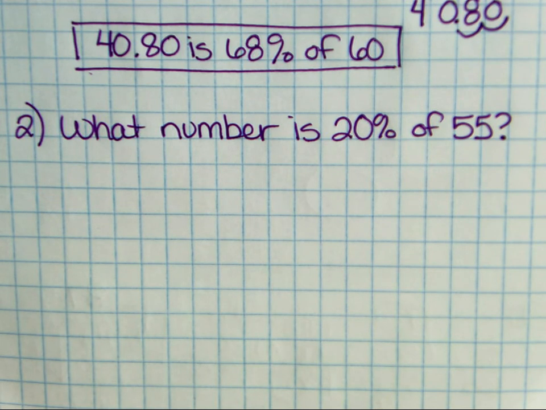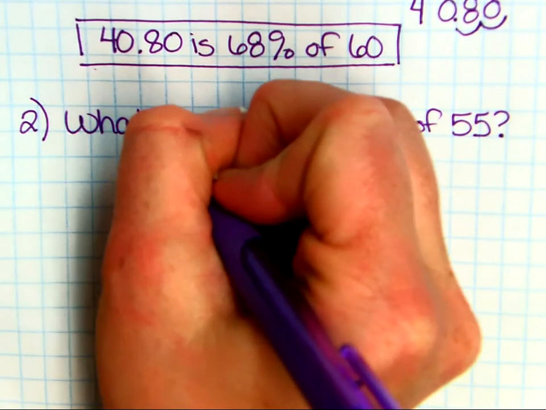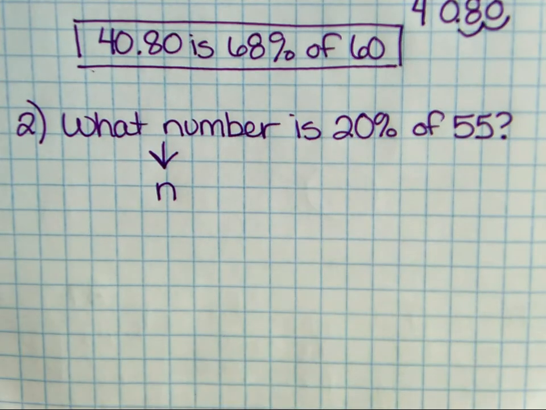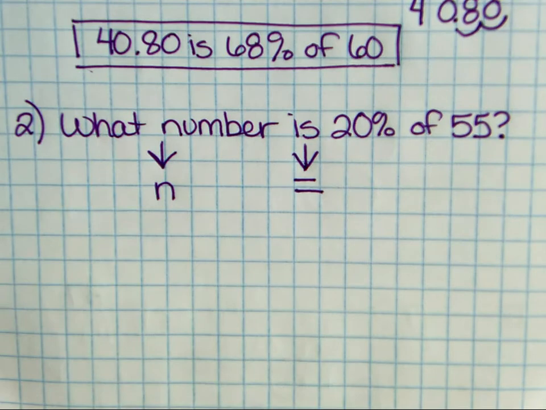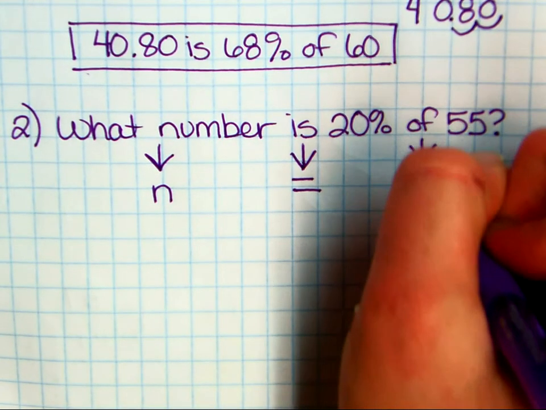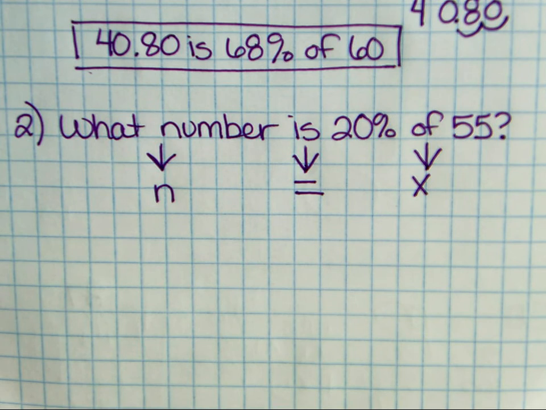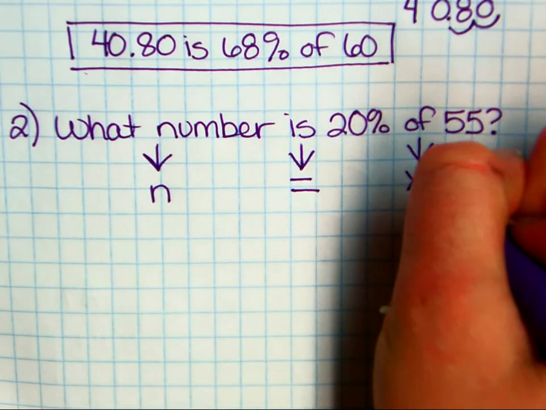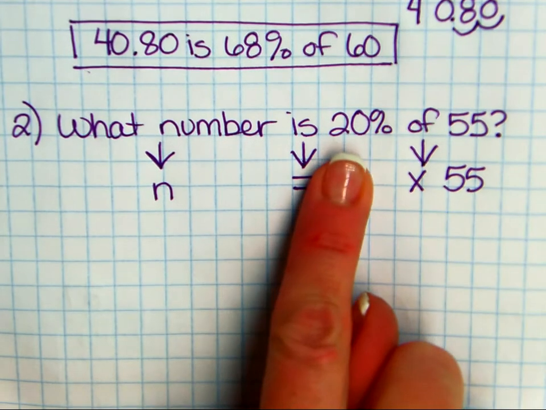First thing we have to do, no matter what though, is translate the words we know. We have a "what number," that is going to be our variable. I'm going to call it n this time. "Is," I bet you know what that means, equals. "Of" is our multiplication sign. So now we're going to put in our numbers, making sure to convert the percentage. I'm going to just drop this 55 down because it is staying the same. And I'm going to focus on this 20.